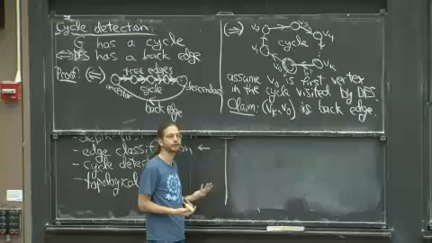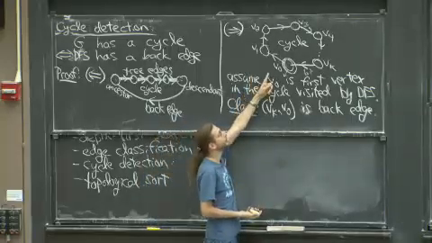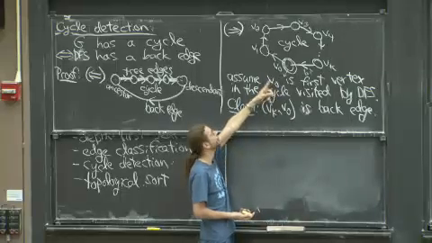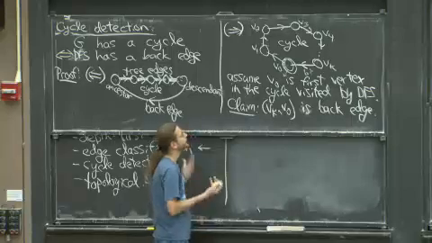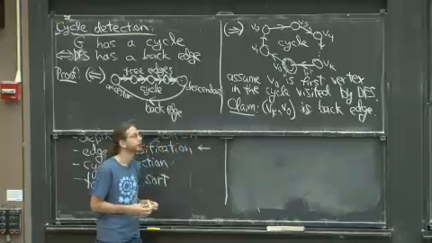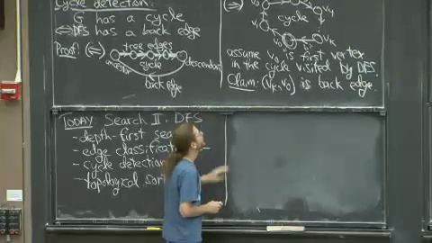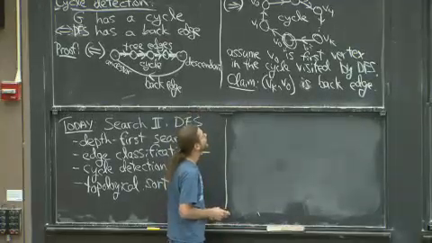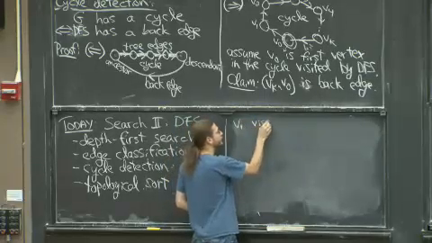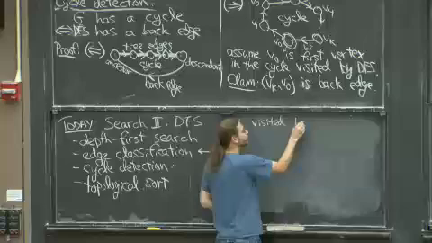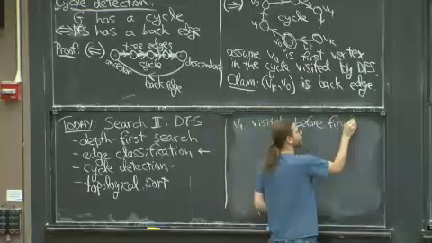Well, we visit all the outgoing edges from v0. There might be many of them. Could be an edge from v0 to v1. Could be an edge from v0 to v3. Could be an edge from v0 to something else. We don't know which one's going to happen first. But the one thing I could claim is that v1 will be visited before we finish visiting v0.